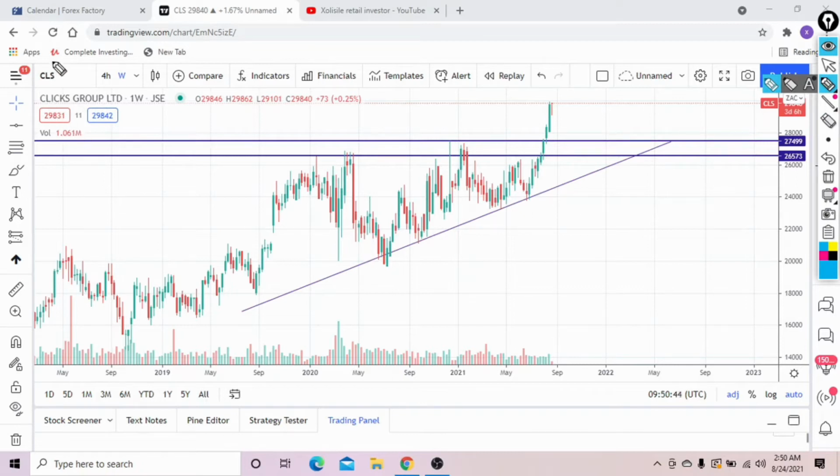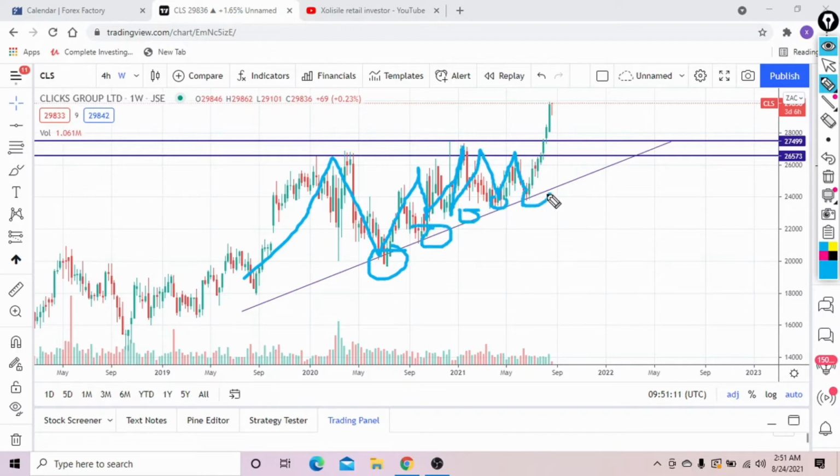This is the chart of Clicks, the weekly chart of Clicks. You can see the price pushed up, came back, and then it pushed up again, and then it came back. Now it made a higher low, and then it went up again and came back, another higher low. It went up, came back, another higher low. As it moves up, it keeps on making this series of higher lows here and here and here. And then eventually it broke out of this resistance here.